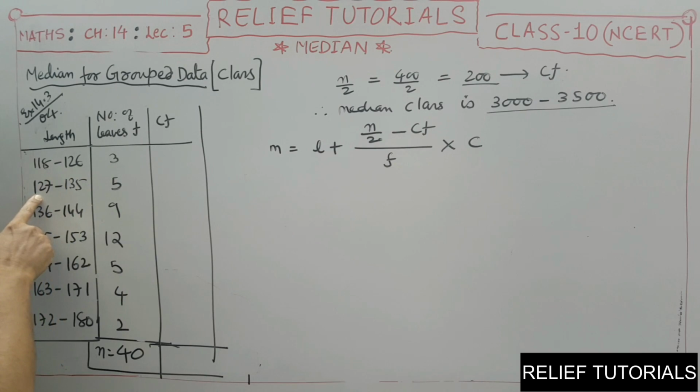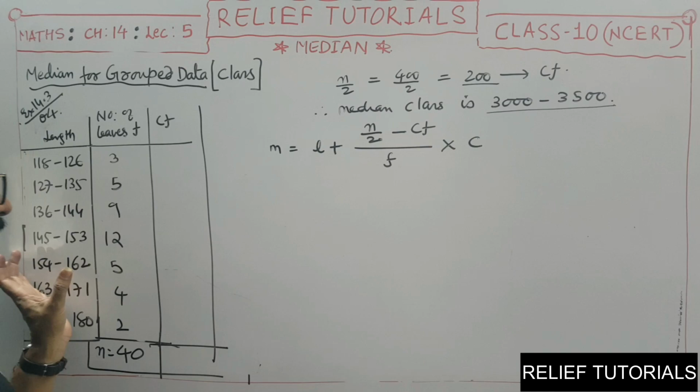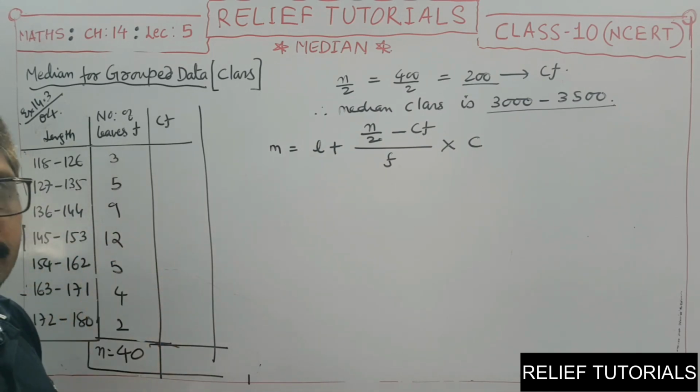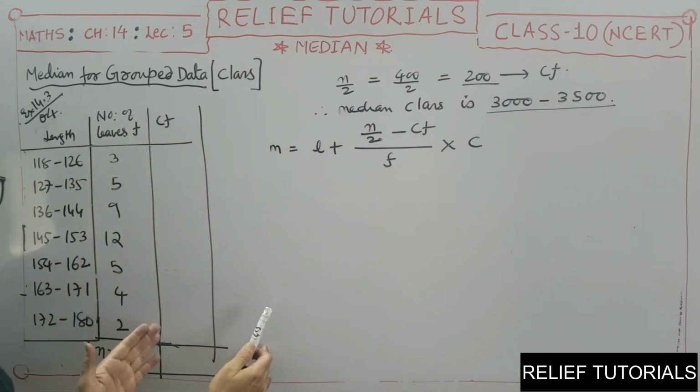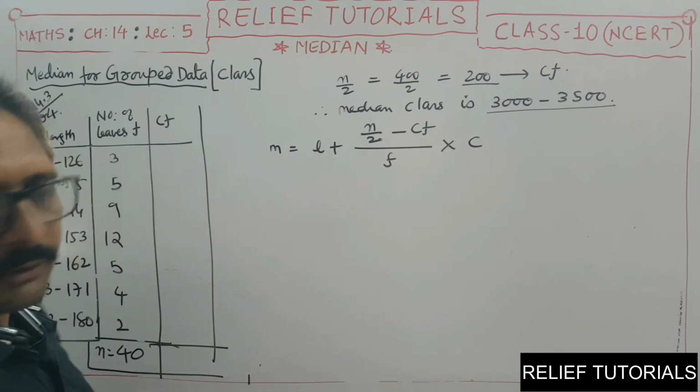But have you seen one thing? It is not continuous. See here, 126, then 127, and 135 to 136. So you have to convert them into boundary points. Remember that while discussing mean, I have told you, if the class is not continuous, you have to make it continuous by converting it into boundary points. But we will not write that column. Now, what you have to find out? Median.